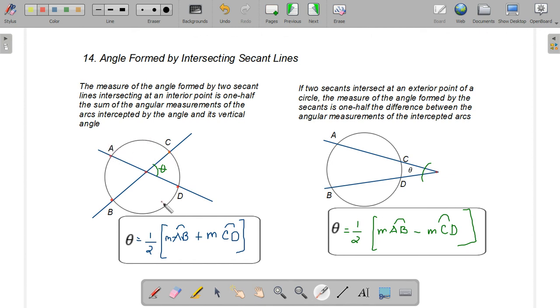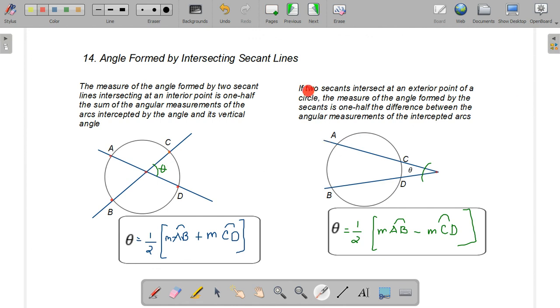Angular measurements of the arcs. So it means AB, this one, AB plus CD, kalahati nito. I-add mo silang dalawa, tapos kalahati niyan. That will be your angular measurements for theta. Remember that meron tayong concept na paano daw mini-measure ang central angle. We measure the central angle by its intercepted arcs. So mini-measure daw natin yung angle by means of its intercepted arcs.